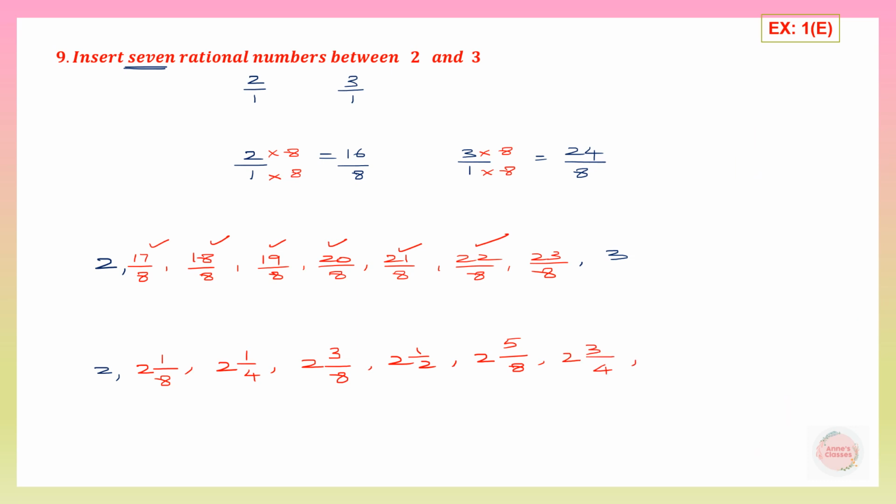Then we have 23 by 8. So let's convert that. 8 twos are 16. Then 23 minus 16 is 7 by 8. And then we have our question 3. So what are all the rational numbers between 2 and 3? All these are rational numbers that come between 2 and 3.